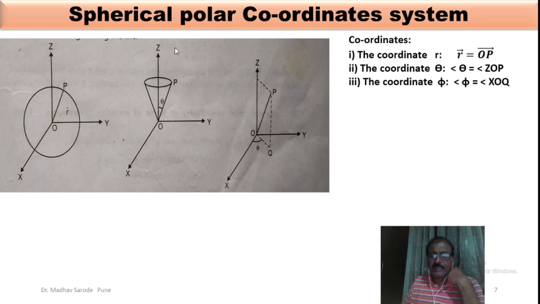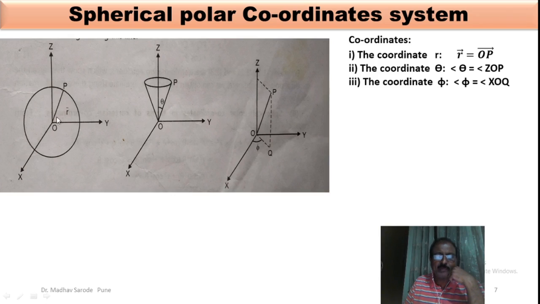So what is the meaning of these coordinates? The first coordinate r is the distance of the point P from the origin. So you draw this OP distance. When this particle moves spherically, at that time it forms a radius, this one.